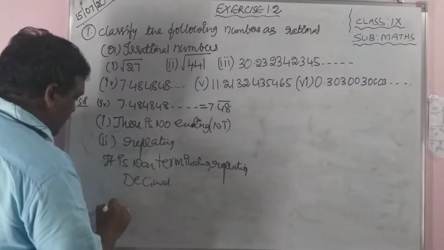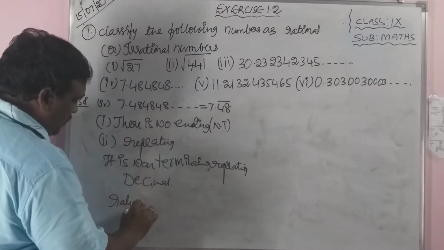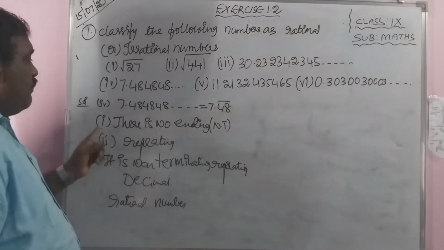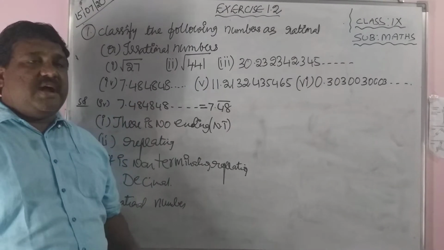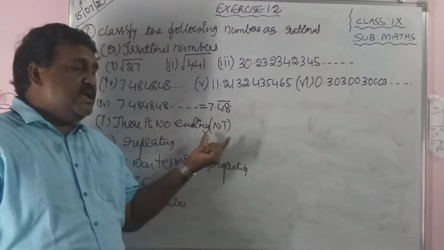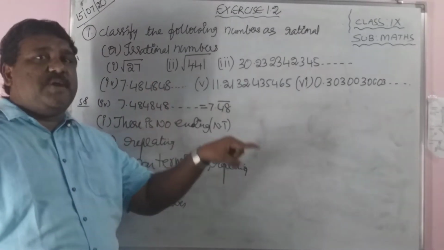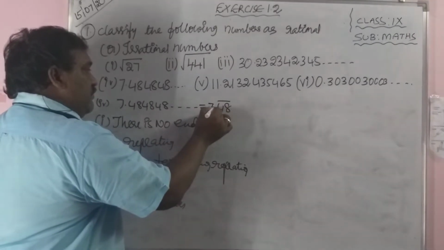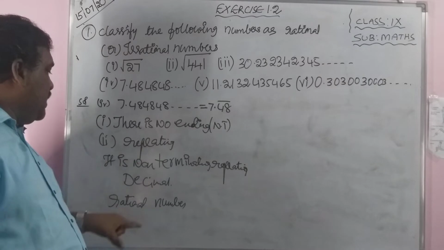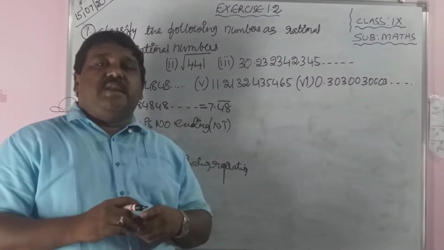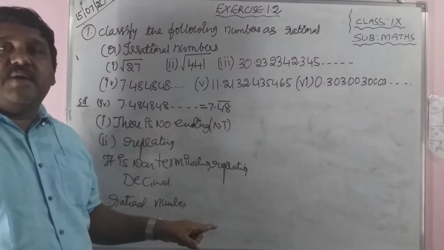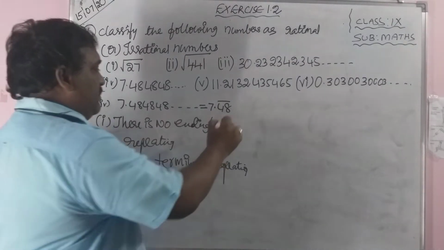So you know what a non-terminating, repeating decimal is? It is a rational number. 48 is repeating, but there is no ending. There is no ending means non-terminating. Second property, repeating. Read together, it is non-terminating, repeating decimal. So it is a rational number. So the fourth one is a rational number.